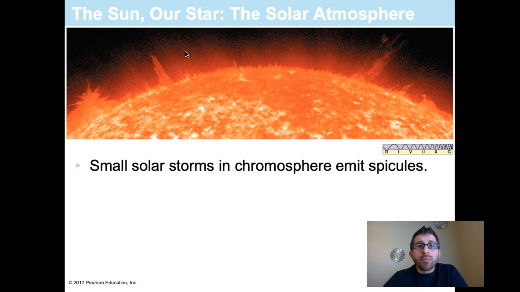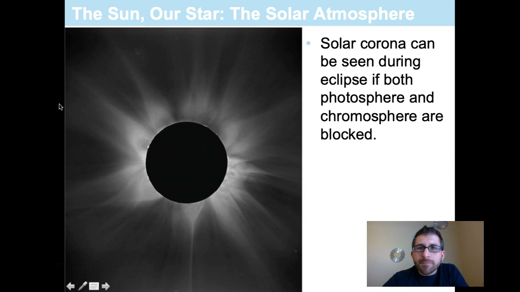Within the chromosphere, we've got our solar activity in terms of storms, and these are mostly magnetic related things that you can see kind of sticking up here, prominences and spicules and all sorts of various different solar features.